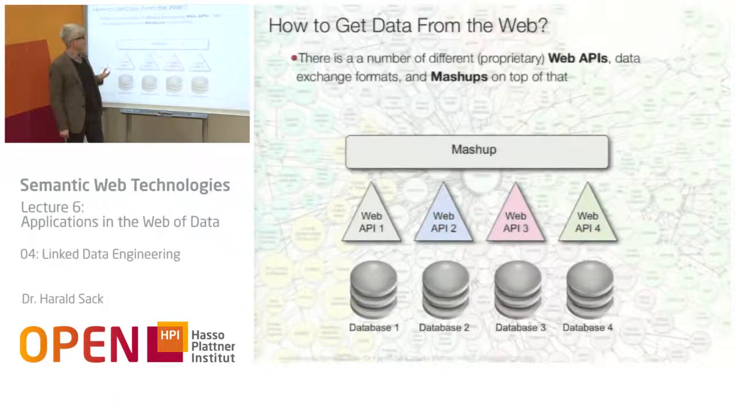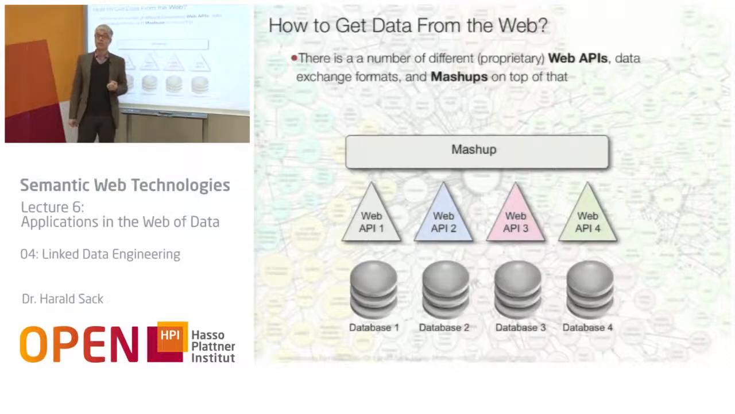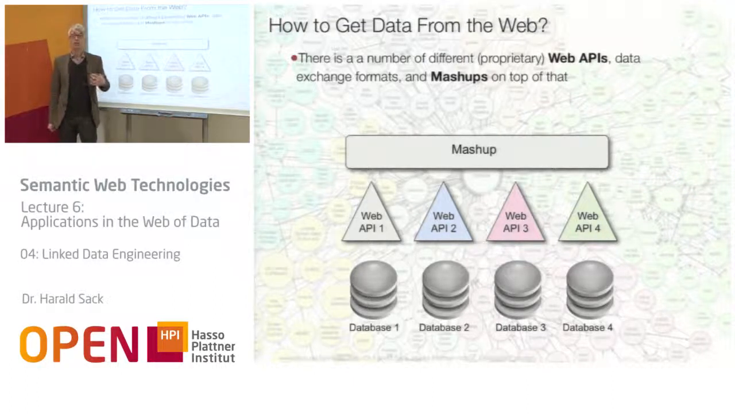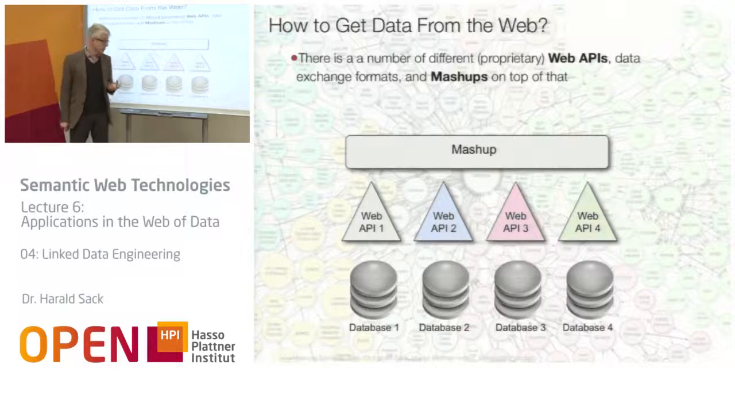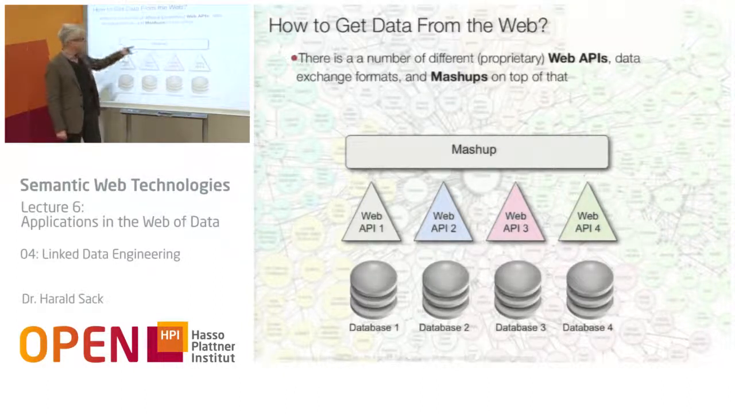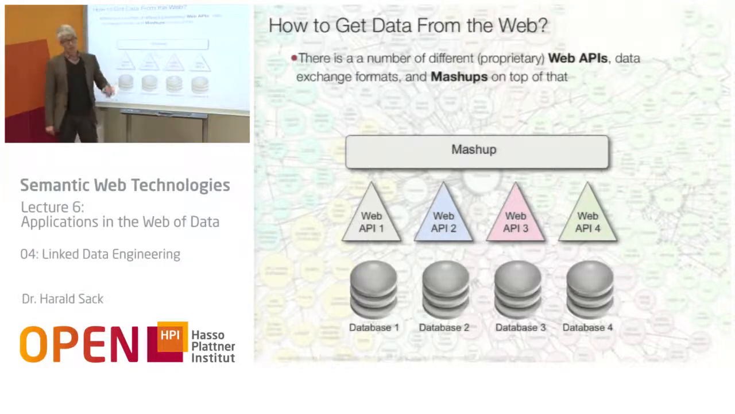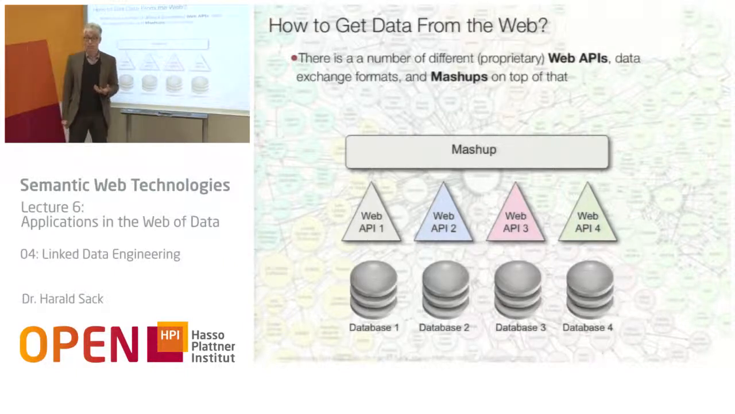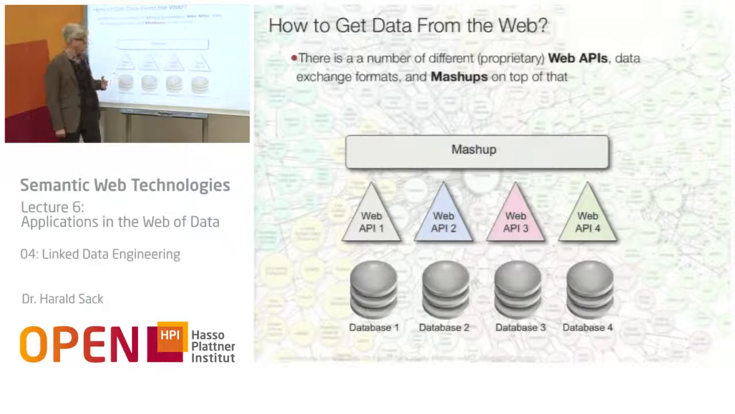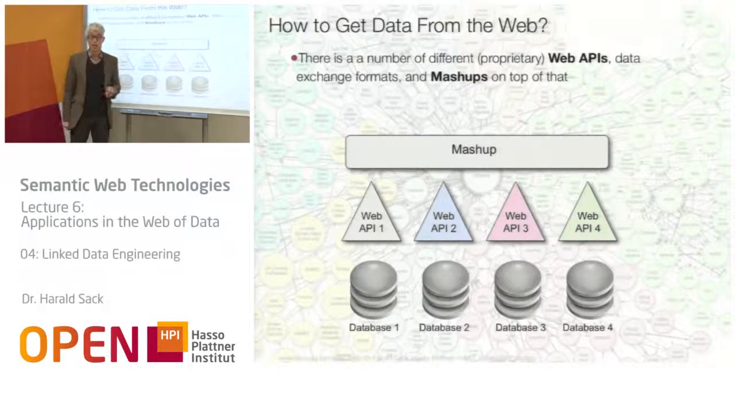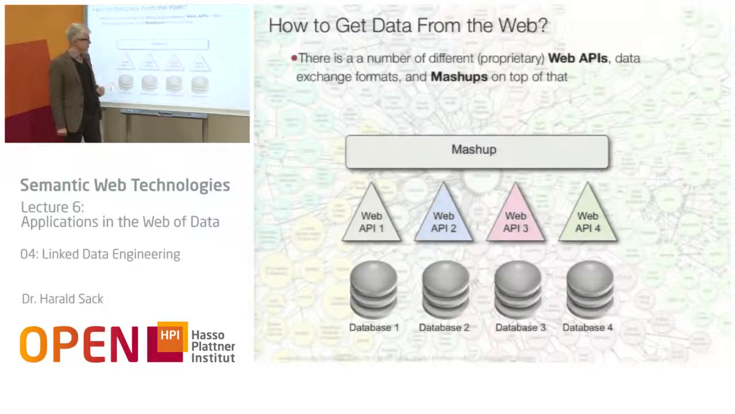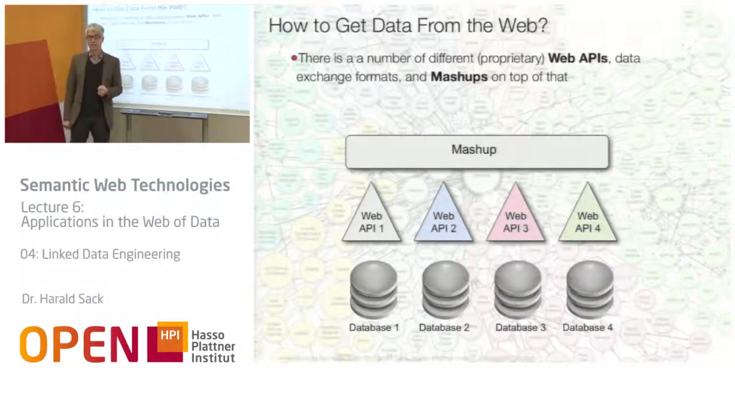So, how to access this data? Usually, there are a number of different and proprietary so-called web application programming interfaces. There are data exchange formats. And what you can do with that, of course, is combine this data in so-called mashup applications. But you have to use several different and proprietary APIs. And the problem is, as soon as the exchange format or the interface definition changes, if the API changes, then of course you have to rewrite your entire application. And this might occur rather often. And the more different APIs you are using, the more complex this task will be.